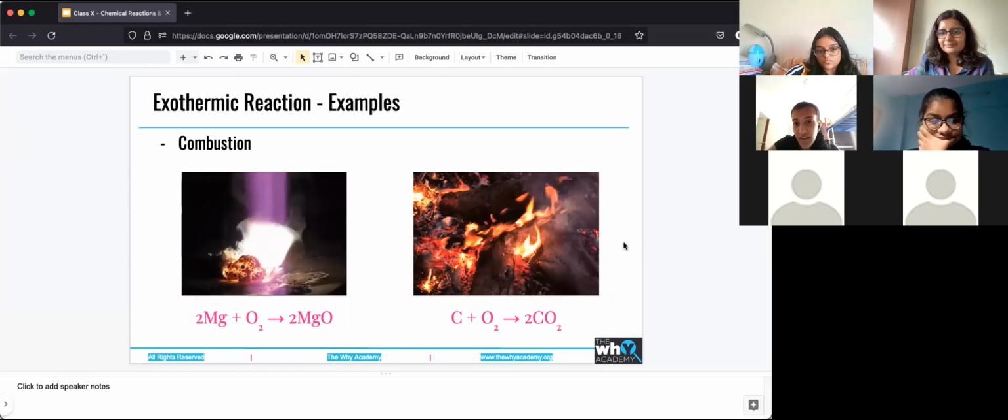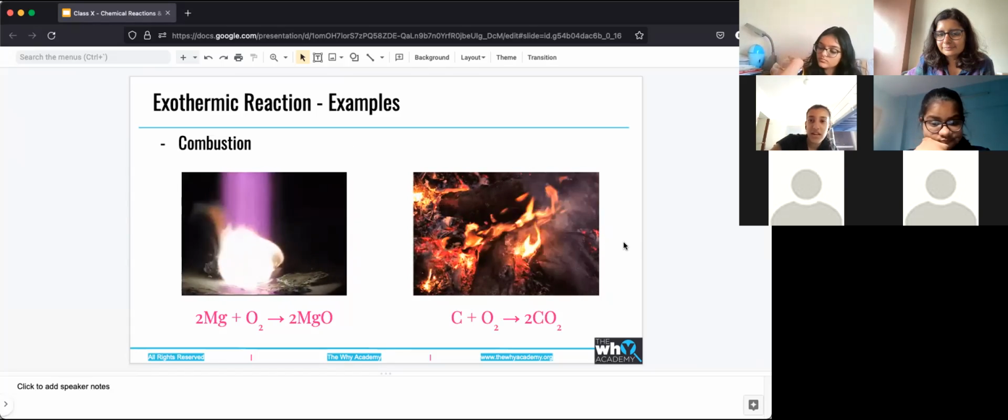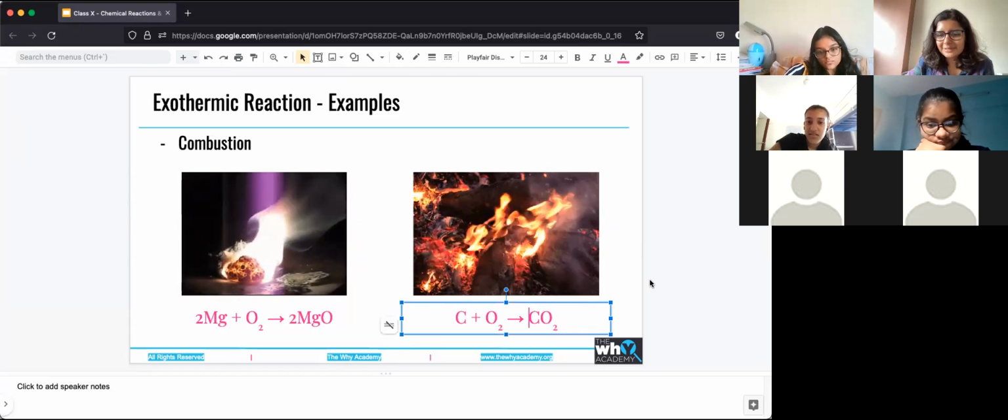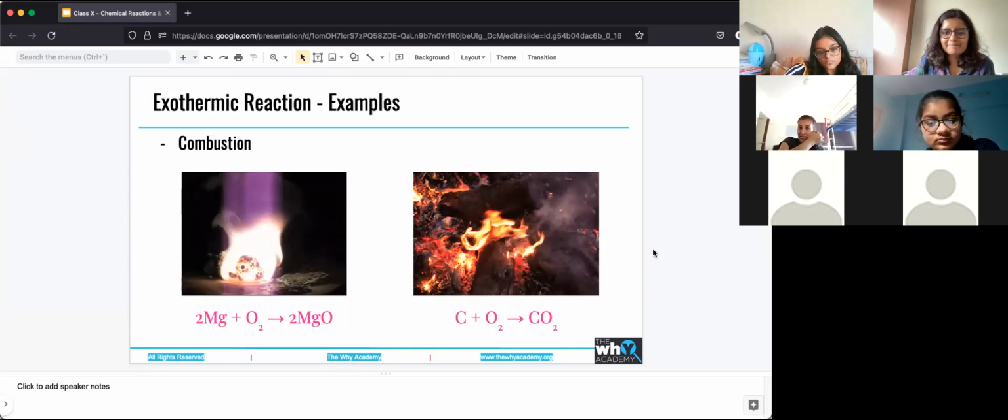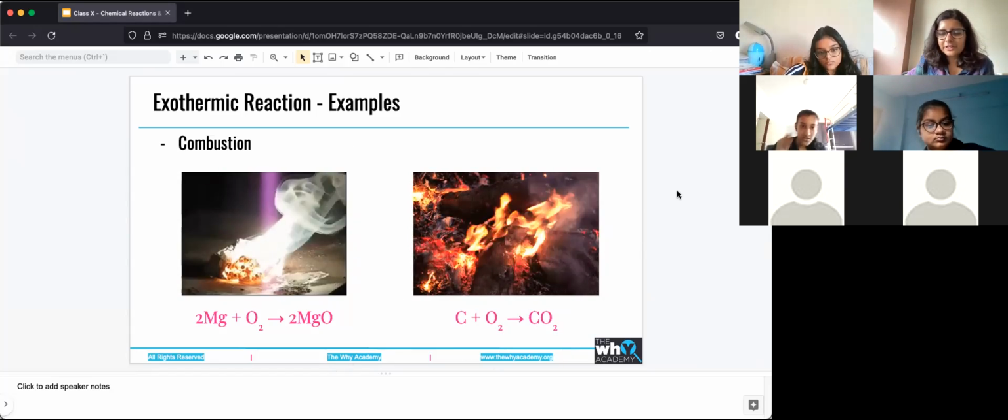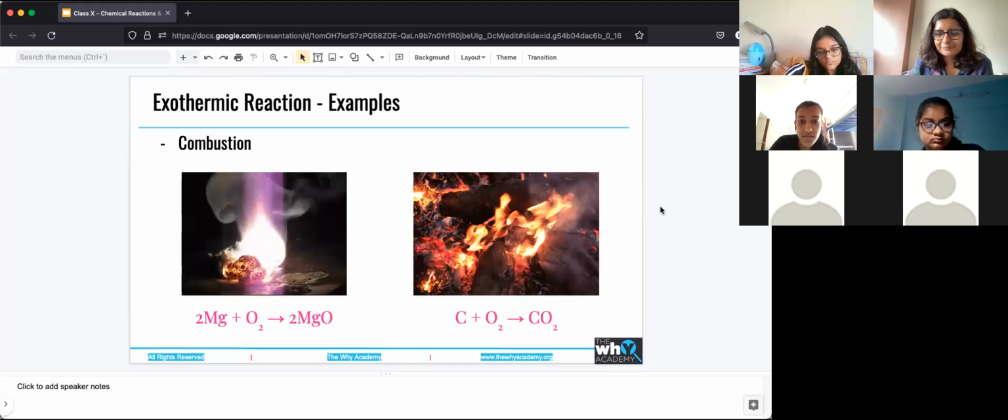Ma'am, here it's written C plus O2 gives 2 CO2. So why is it 2? Without the 2 the equation is already balanced, right? Yeah, the 2 should not be there. A mistake got added. Here it was 2 MgO, so it was a typo.